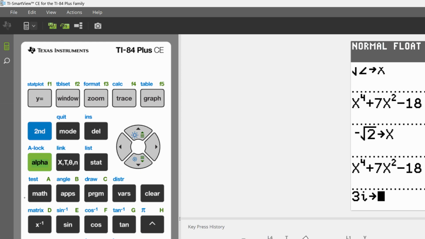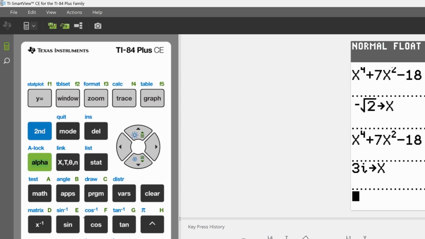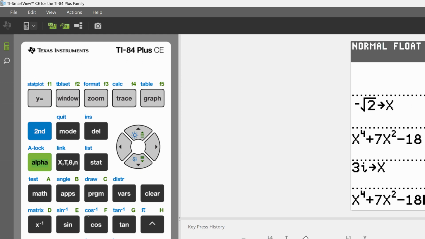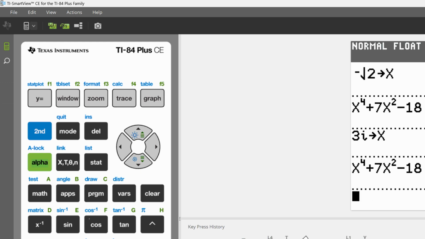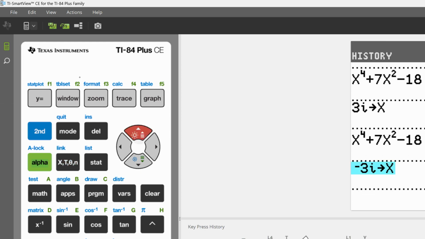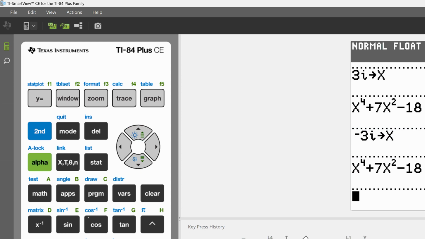We also had 3i as a solution. So I can store it as x's value, have it plug it in, and it shows us that it is indeed 0. And then we can do negative 3i, store, x, enter. And it shows us it is also true. So this is just a way to be able to check it.